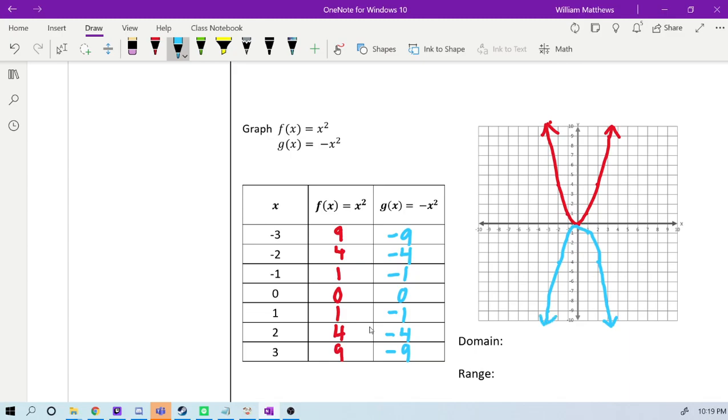Now there's nothing limiting what we can use for an input, our x values, so we say our domain is all real numbers for x. Our range is limited for our transformation specifically. We're saying that our y values can be any value that is less than or equal to 0, because it goes below 0.